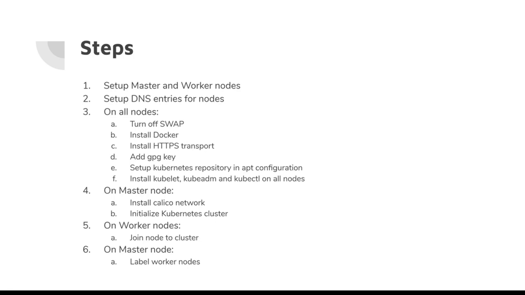And on all these nodes, you should then turn off the swap. Kubernetes recommends no swapping of files or swapping of data. There's a way to do that, and I will show it. And then install Docker on all these nodes, master and worker nodes.